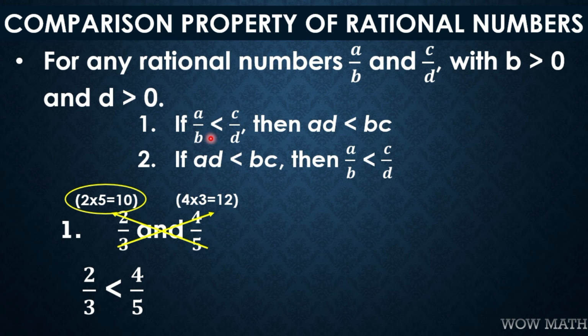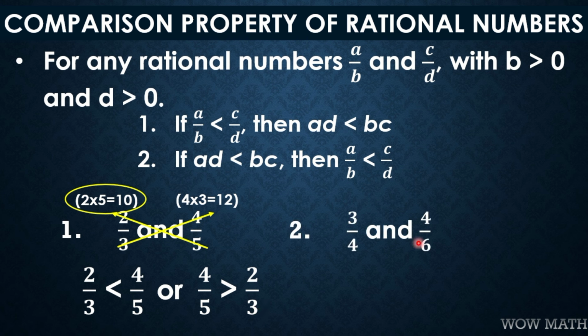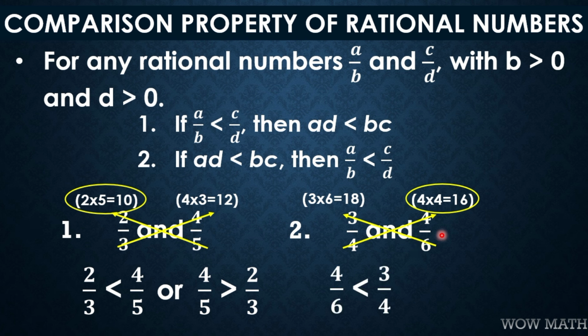So, ito yung sinasabi ng ating condition. So, kung ang lumabas dito ay mas mababa, mas mababa ito, therefore, ito ay mas mababa dun sa right side. So, 2/3 is less than 4/5. Or, 4/5 is greater than 2/3. Another example. 3/4 and 4/6. So, this is 18. This is 16. So, which is less than? We have this. So, nandito siya. So, therefore, 4/6 is less than 3/4. Or, pwede rin namang 3/4 is greater than 4/6. Okay.